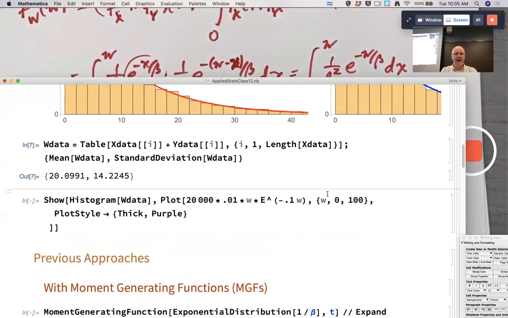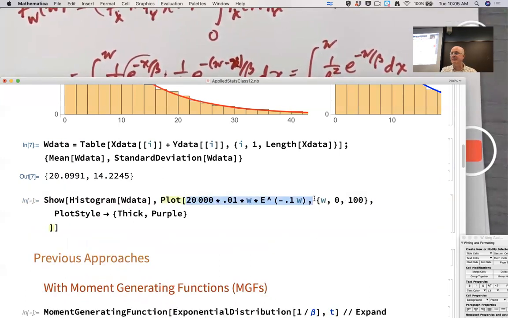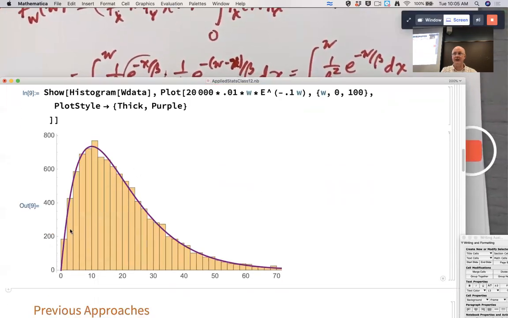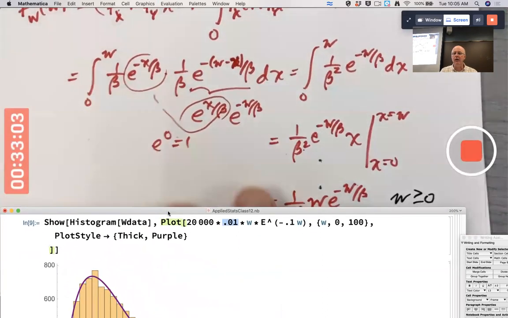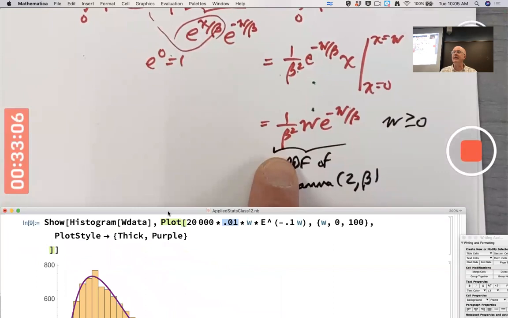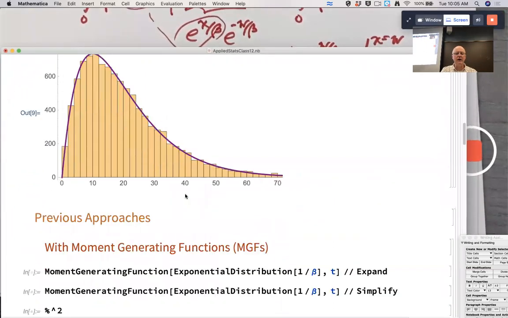And if you make a histogram and plot also, notice this is 20,000 times the PDF of W. Notice the extra factor of W in there. That's a gamma with alpha equal to 2. It's not an exponential distribution, but the simulated data does follow the shape of the PDF for a gamma distribution with alpha equal to 2 and beta equal to 10. The 0.01 here, by the way, is 1 over beta squared, which is part of the formula that we did get. 1 over beta squared. So it's nice to see those all working together.